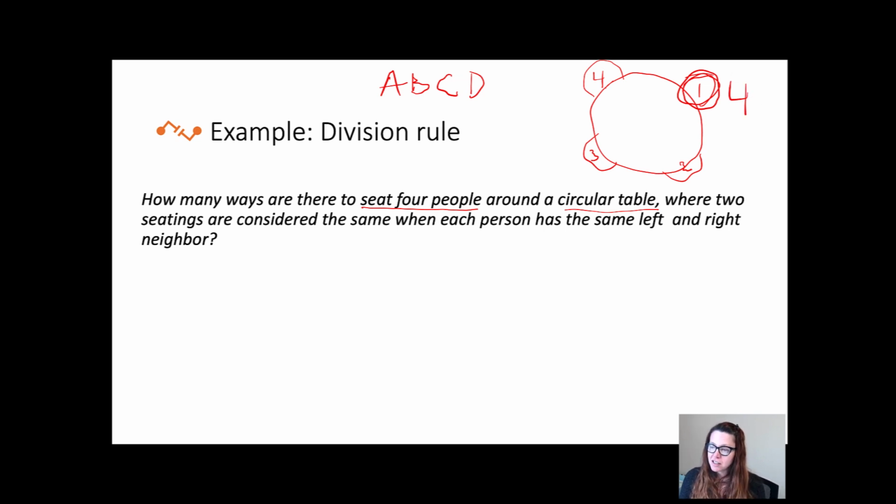Okay. So there's 4 ways to choose someone for seat 1. How many ways are there to choose someone for seat 2?